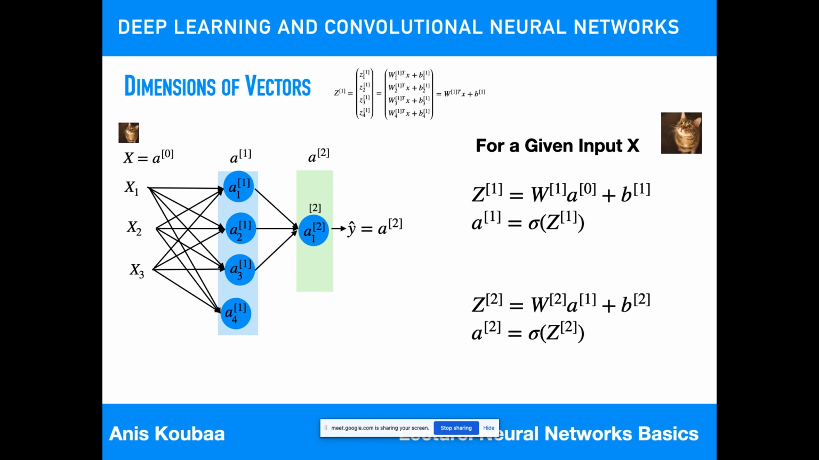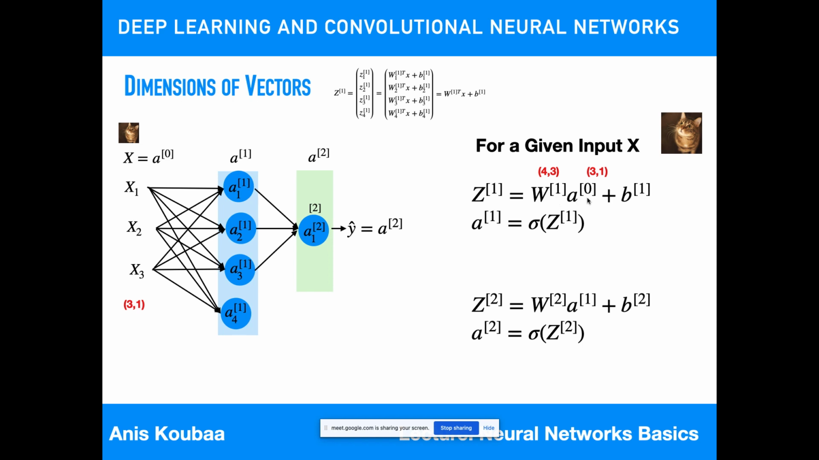So let's look now at the dimension of vectors, which is really very important. If we look at A0, here we have 3 pixels, so the dimension of A0 will be 3, 1: 3 rows and 1 column. This is the shape of A0. For W1, it will have a shape of 4, 3. Why 4? Because here we have 4 outputs. In every node I have a W, and for every pixel I will have a W. So the shape of W1 will be 4, 3, and this allows the dot product between W1 and A0.